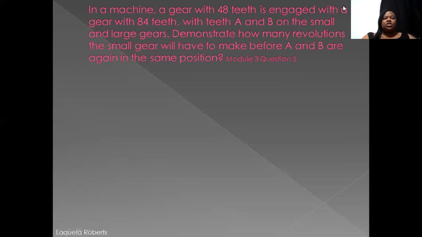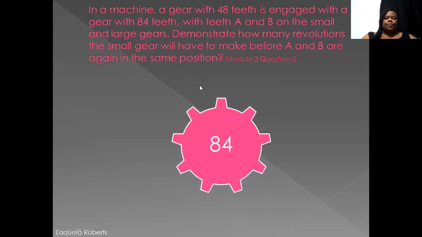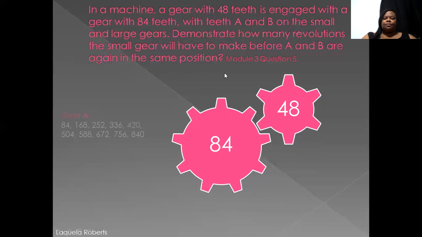All right, in a machine, a gear with 48 teeth is engaged with a gear with 84 teeth, with teeth A and B on the small and large gears. Demonstrate how many revolutions the small gear will have to make before A and B are again in the same position. Question 5. So 84 is our larger gear, 48 is our smaller gear.